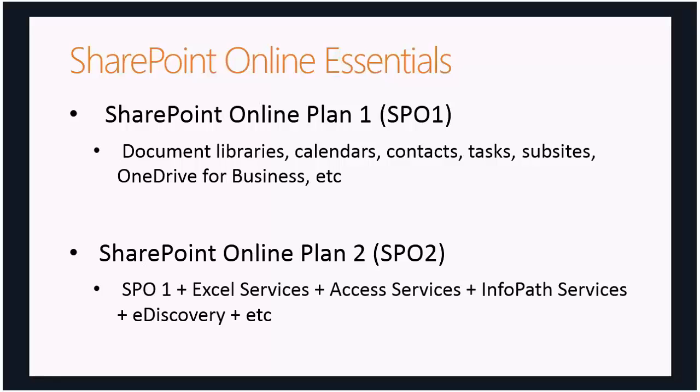So if you have a customer that needs, for example, the ability to create forms that would need InfoPath Services, then you need to look at SharePoint Online Plan 2. The business plans, the business suites, typically include SharePoint Online Plan 1, whereas to get SharePoint Online Plan 2, you'll need to look at a minimum of E3 or E4.